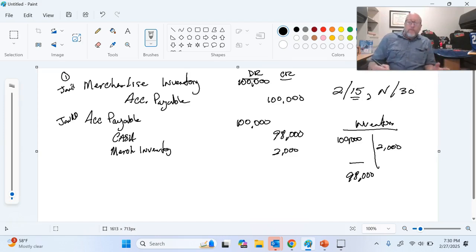Now, alternatively, for whatever reason, cash is important for us to hold on to. And so instead of paying on January 10th, what if we paid on January 20th?